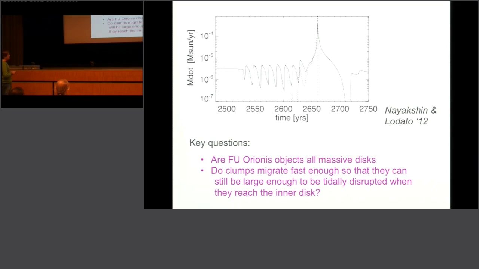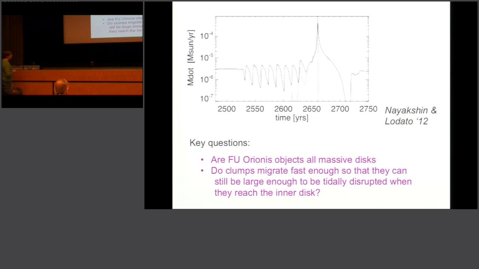So the key questions for this kind of model, from an observational point of view, is clearly this only works if the disk is very massive, so that the outer parts really are gravitationally unstable and are currently forming clumps. So an observational question is simply, are all the objects where outbursts are being observed systems where the outer disk is massive enough that they could plausibly be gravitationally unstable?